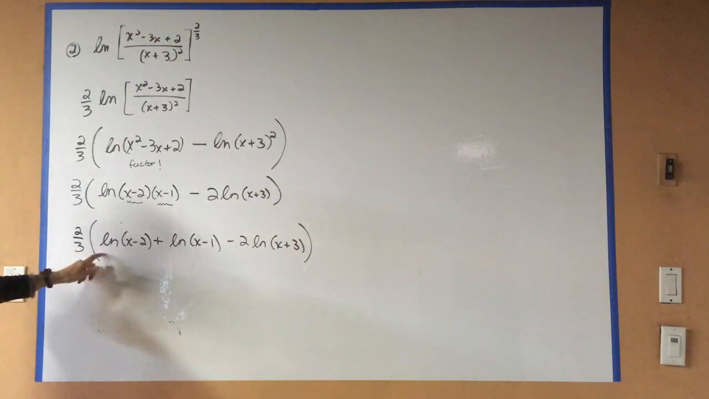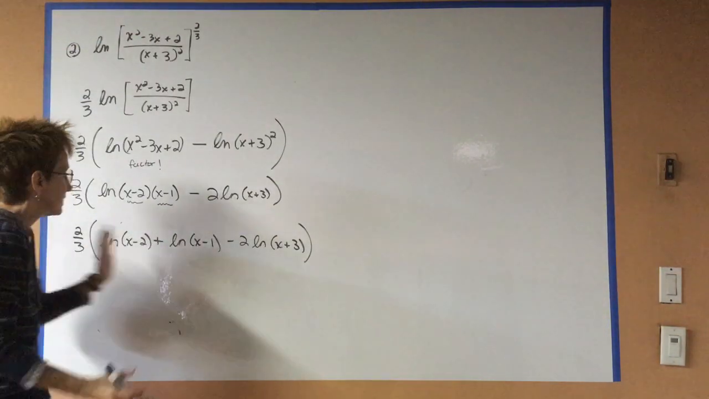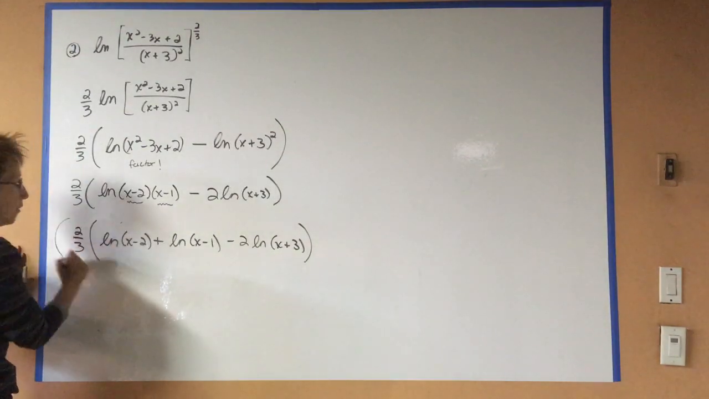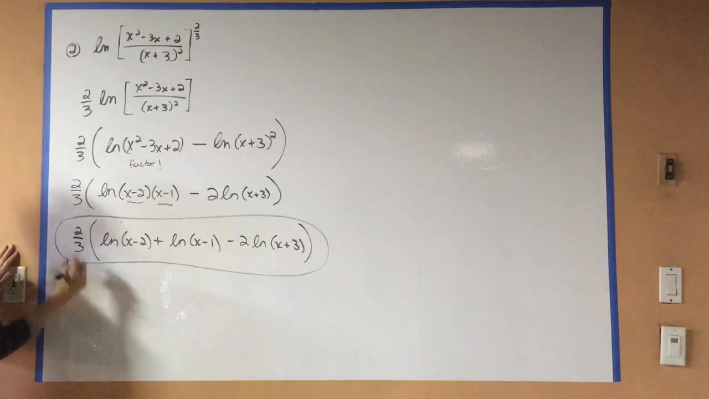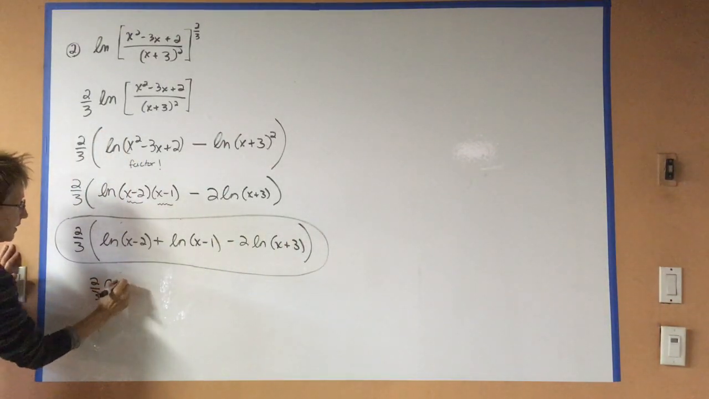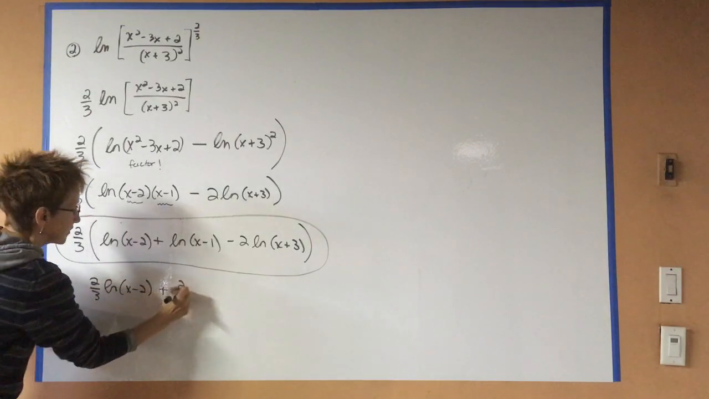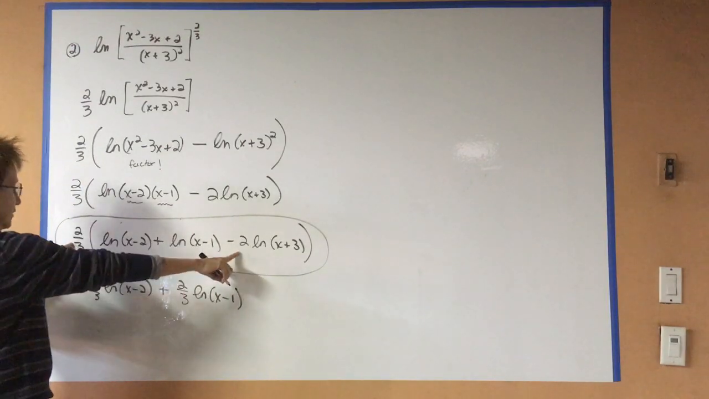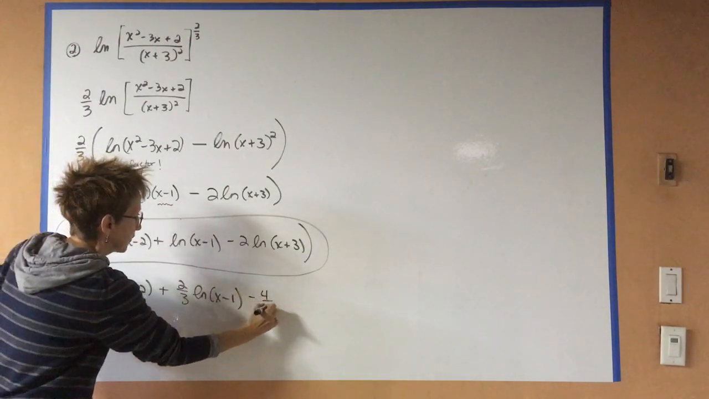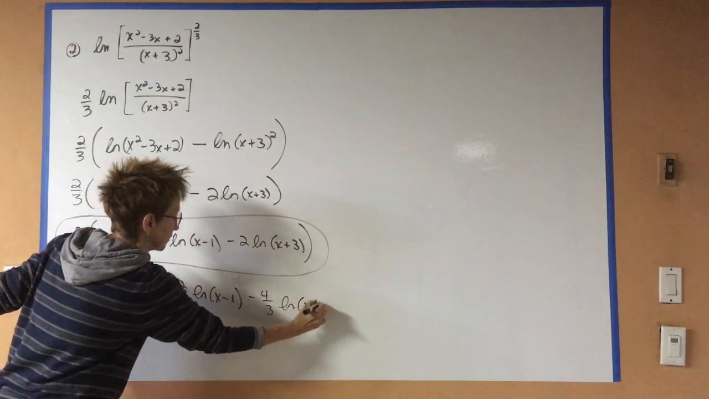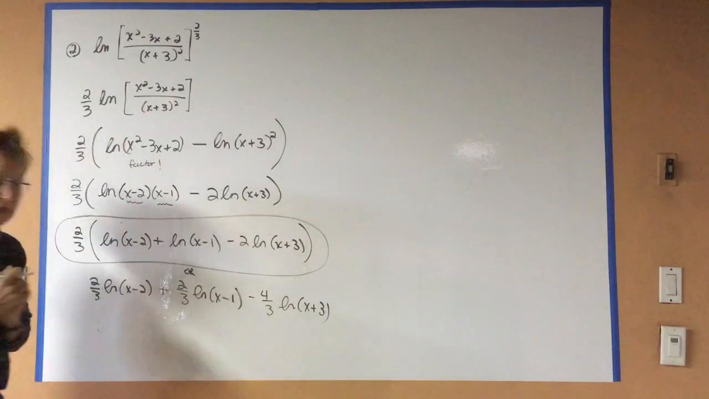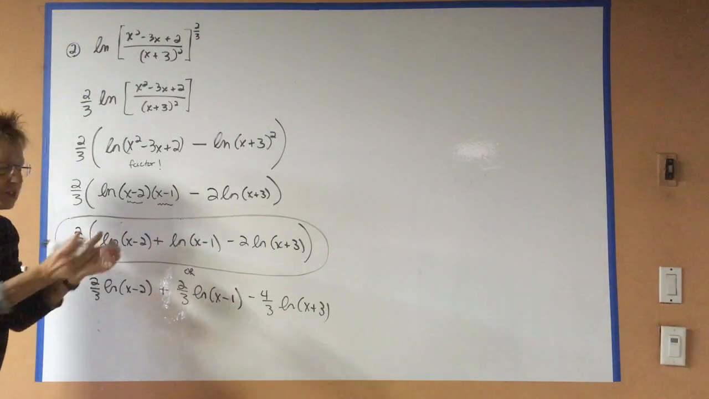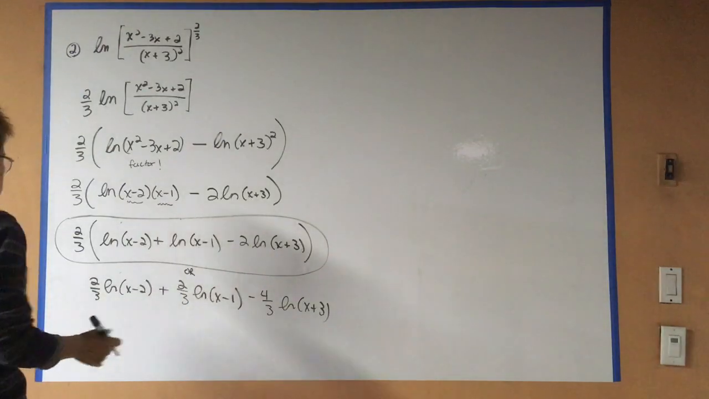And I'm done. I could distribute the 2/3 in front of each one of these. It's probably what the book does in the back of the book. So in other words, I have no problem if you leave it here. The back of the book probably says this: 2/3 ln of x minus 2 plus 2/3 ln of x minus 1. And then you take 2/3 times negative 2, so they're going to write minus 4/3 ln of x plus 3. Certainly nothing wrong with that answer, but I'm okay if you leave it here because you did what I asked you to do, which was you split it up as much as you possibly could.